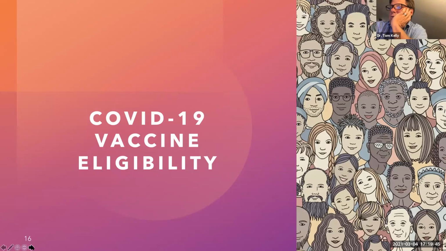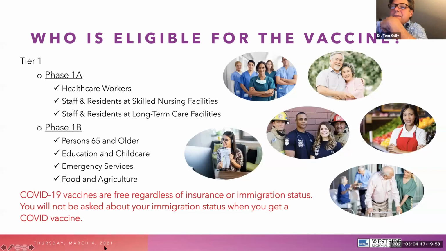So, eligibility for the vaccine. A lot of the questions that we've received have been around the question of eligibility, who's eligible, and how they can get access to the vaccine. So I'm going to speak to that. Currently, who is eligible for the vaccine? Right now, we're at the end of phase 1B. So healthcare workers, staff and residents at skilled nursing facilities and long-term care facilities, individuals 65 and older, education and childcare workers, emergency services, and food and agriculture.